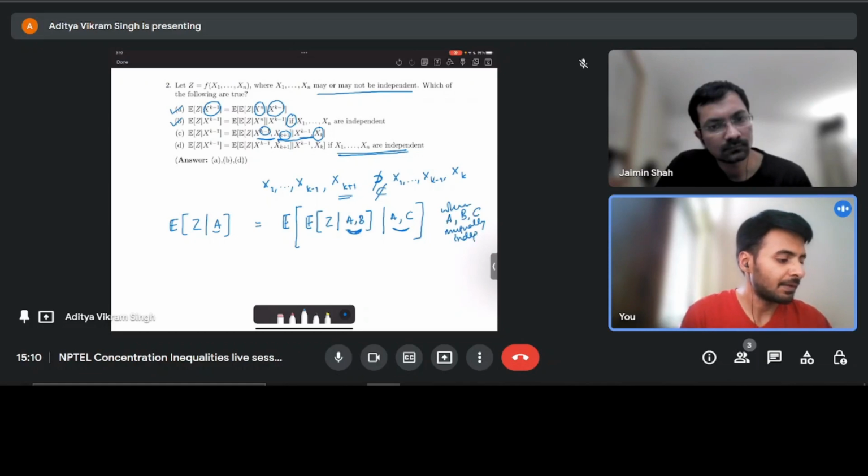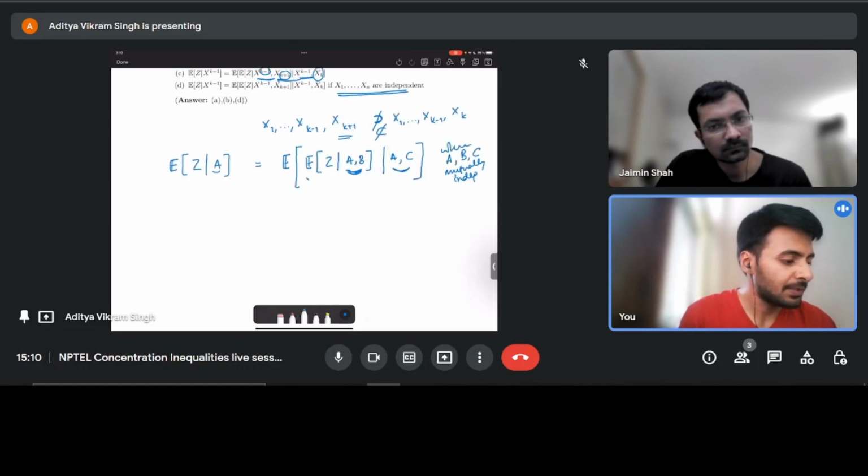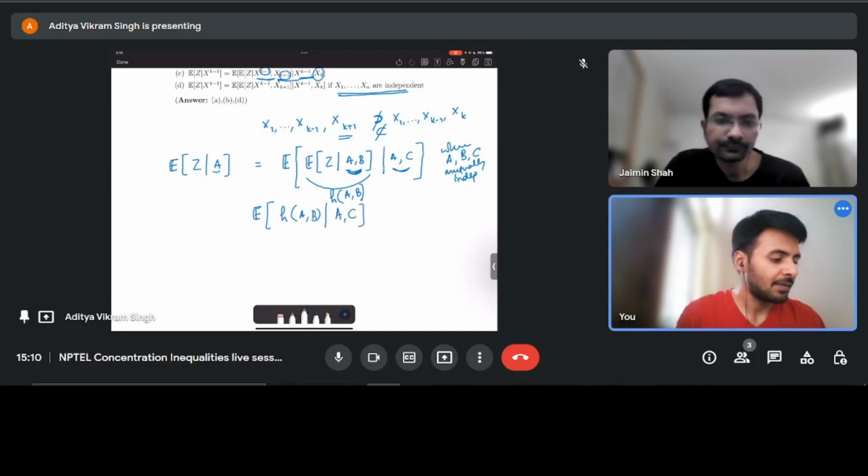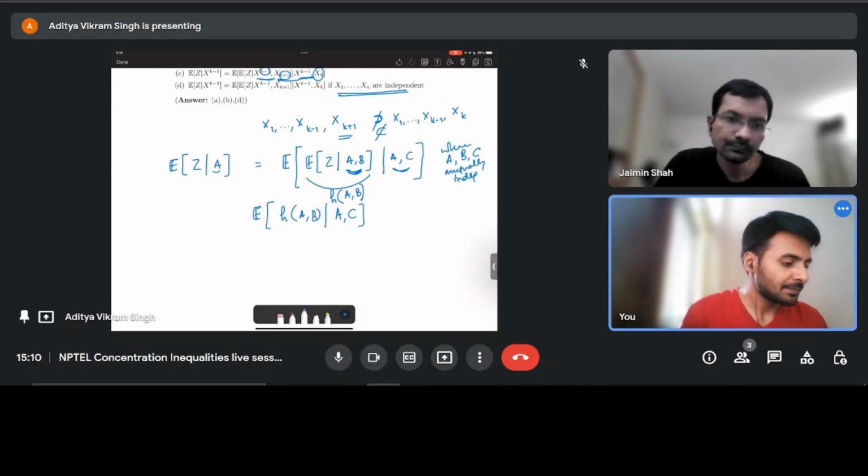Okay, and why is this true? Suppose this is a function h which depends on a comma b. So you basically have the expectation of h(a, b) given a comma c, where a, b, c are independent.